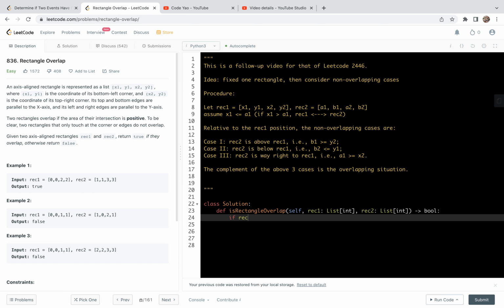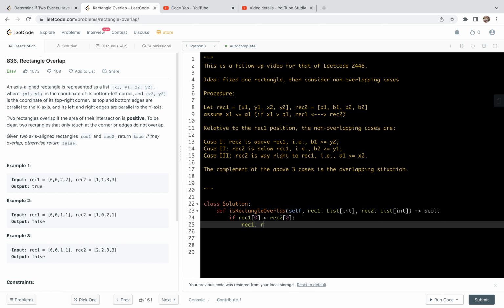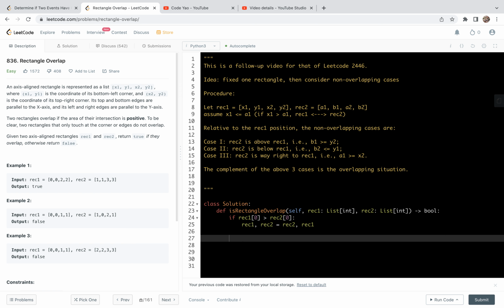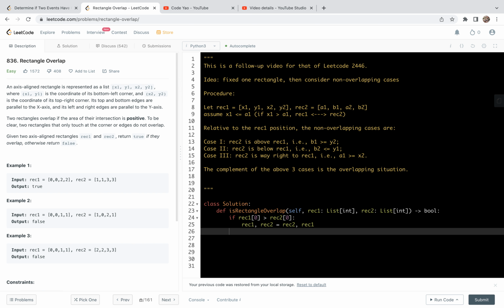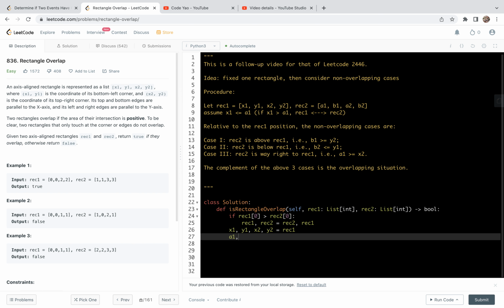First I'm going to check if rect1's first coordinate, rect1[0], is larger than rect2[0]. If this is the case, I just need to switch them, right? This way we always have rectangle 2 to the right of rectangle 1. Then, just for convenience, let's introduce some more variables. Though it's not necessary, x1, y1, x2, y2 equals rect1, and a1, b1, a2, b2 equals rect2.